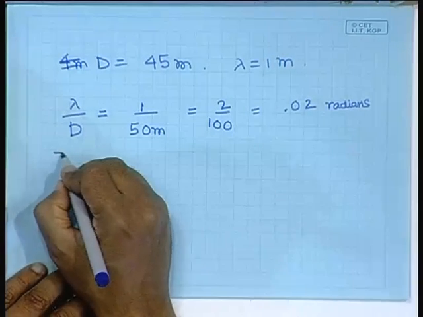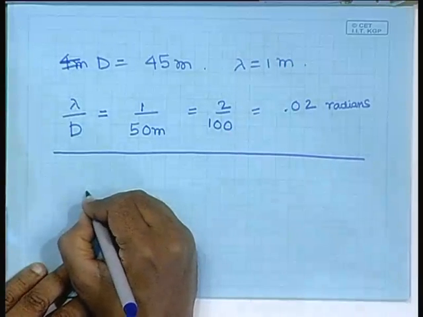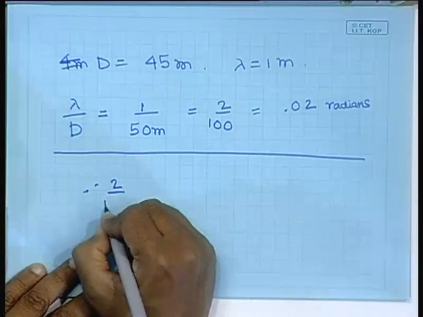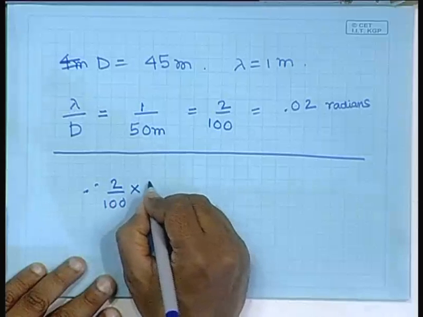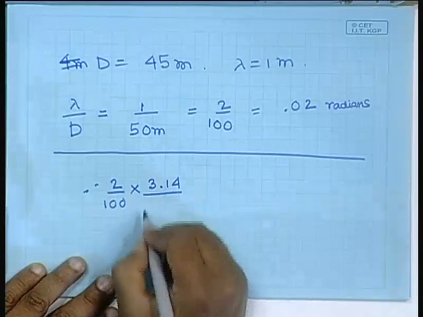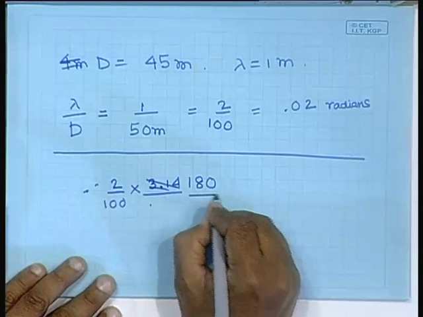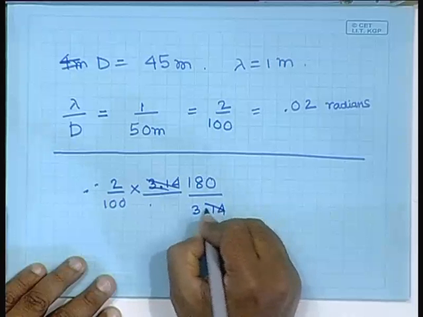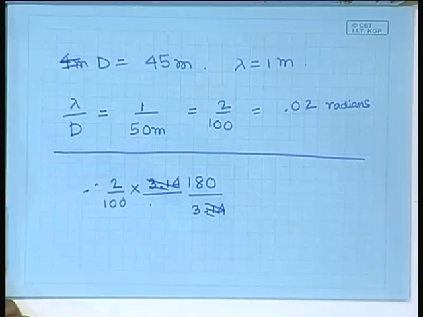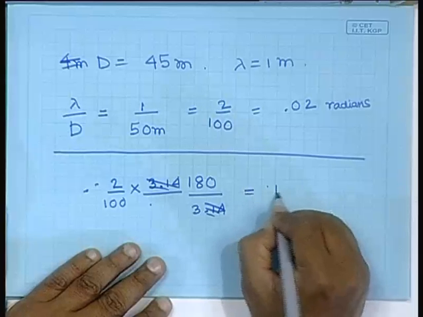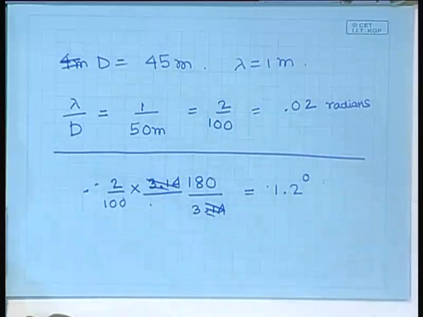and to convert this into degrees, minutes or arc seconds, whichever is appropriate, we can just work with 2 divided by 100 into pi, which I can take to be 3.14, divided by, into 180, divided by 3.14. Let me take this to be 3 to just get a rough number. So, this is going to be of the order of 1.2 degrees. So, you see that with a single giant meter wave radio telescope, with a single telescope of diameter 45 meters, I get an angular resolution of only 1.2 degrees.